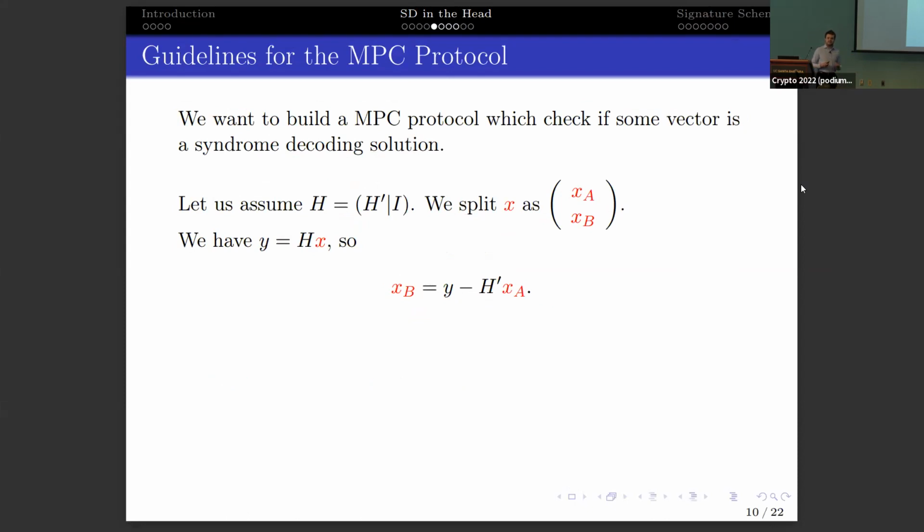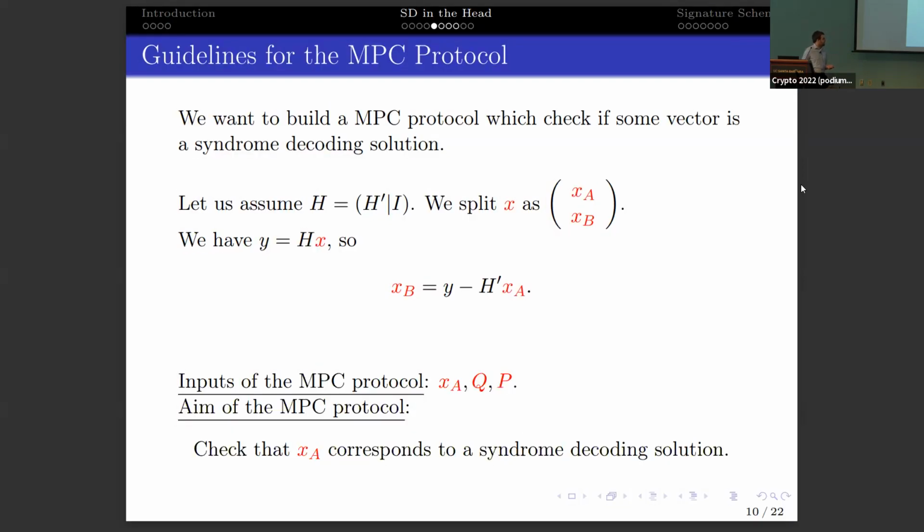Now that we have the exact statement we want to prove in the MPC protocol, we will describe the protocol we proposed in our work. We assume that our matrix H is in standard form, meaning that the right part of the matrix is the identity matrix. Then, if we write the secret X as XA, XB, we get directly this linear relation between XB and XA. The input of our MPC protocol will be XA and the polynomials Q and P. The aim of the protocol is to check if XA corresponds to a syndrome decoding solution.